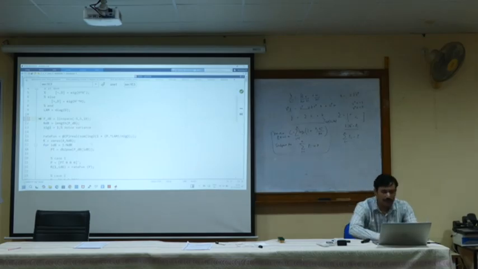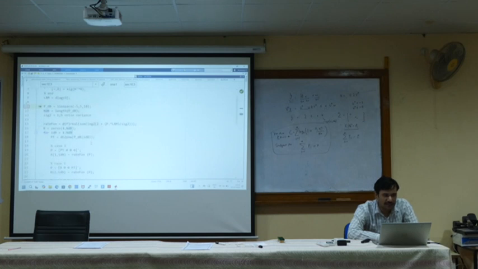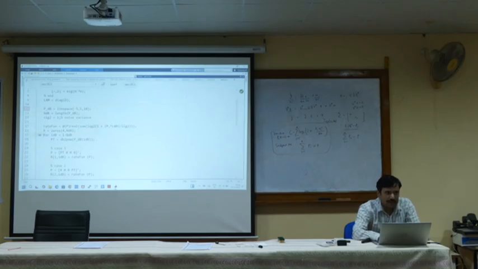Now for each dB, for each transmit power value, okay, let's run it. So this is the total transmit power. So let's say I choose IdB equals 1, so it will give me minus 5 dB transmit power, which is equivalent to this value, okay, 0.316.